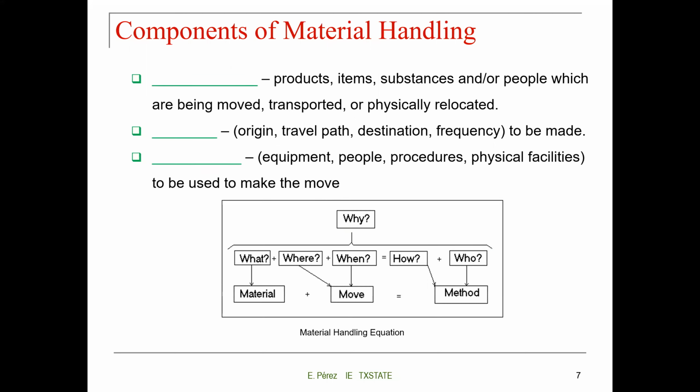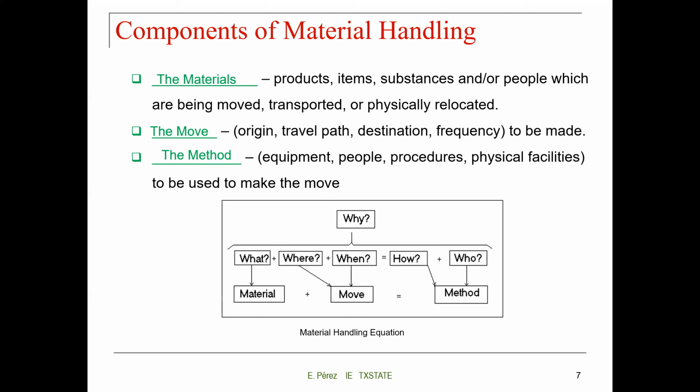So the components of material handling: the materials, which are products, items, substances, and or people which are being moved, transported, or physically relocated. The move to be made, which includes the origin, the travel path, the destination, and the frequency. And the method to be used to make the move, which involves equipment, people, procedures, and physical facilities.